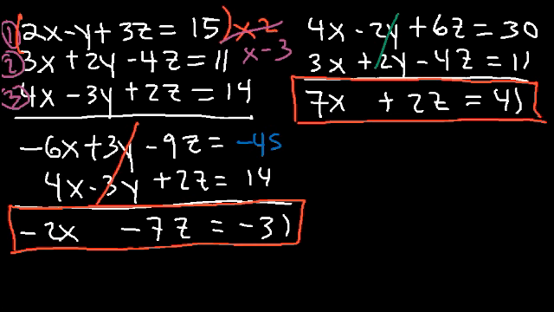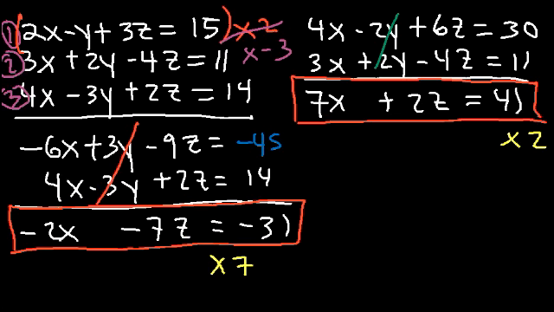So what do we need to do in this case? What would you recommend? Should we cancel x or should we cancel z? It really doesn't matter which option we choose, but let's go ahead and cancel x. So 7 and 2, the common multiple is 14. So we're going to multiply this equation by 2 and this equation by 7.